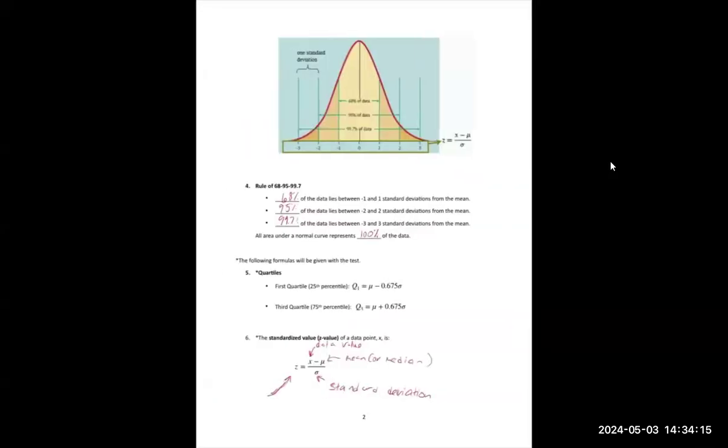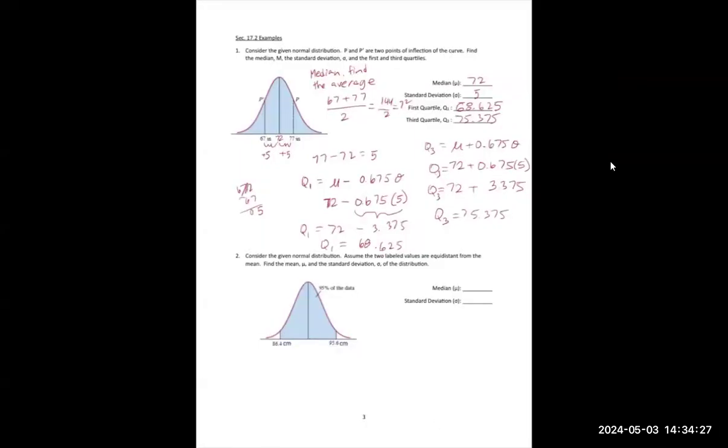And if we look back, 95% of the data is within 2 standard deviations of the mean. So that means that these must be 2 standard deviations above and below the mean. So this one must be equal to the mean plus 2 standard deviations, and this one is equal to the mean minus 2 standard deviations. So that tells me that I can draw a line here and I can draw a line here.